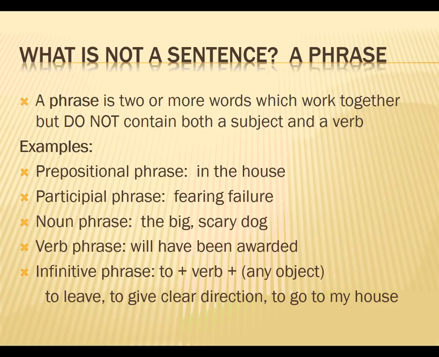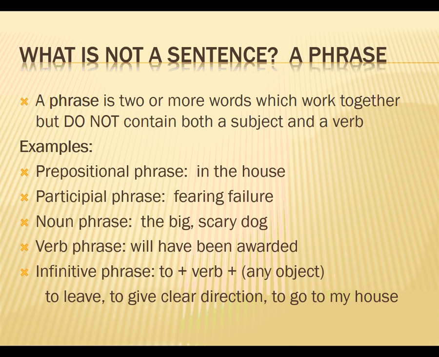Then there are verb phrases. Verb phrases can be the verb in a complete sentence, but again, they cannot stand alone. One example is will have been awarded. Finally, there are infinitive phrases. An infinitive phrase has the word to followed by a verb. These phrases are not the verb in a sentence. Remember, phrases are mere sentence fragments, not complete sentences. So be sure you are always writing in complete sentences in formal, academic, and professional writing.